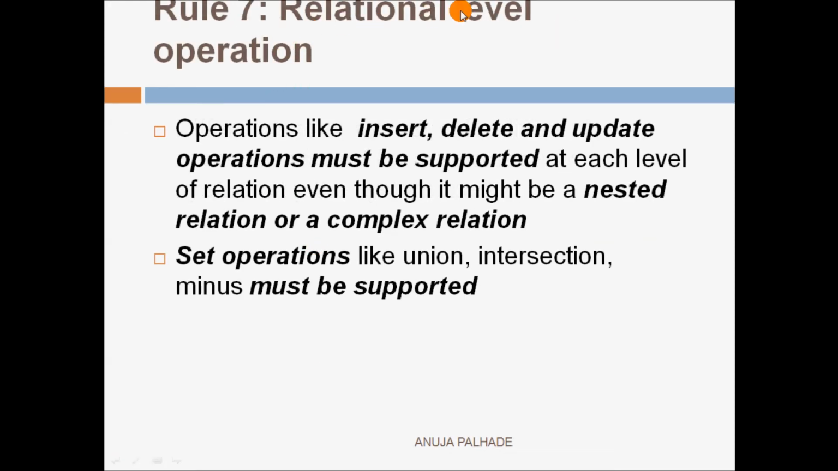So this is rule 7, relational level operation. Operations like insert, delete and update must be supported at each level of the relation, even though it might be a nested relation or a complex relation. Set operations like union, intersection, minus must be supported. It means a database must support high level insertion, updation and deletion. This must not be limited to a single row. It must also support union, intersection, minus on sets of data records.